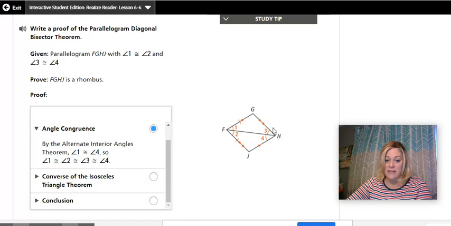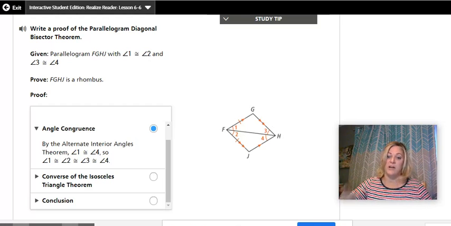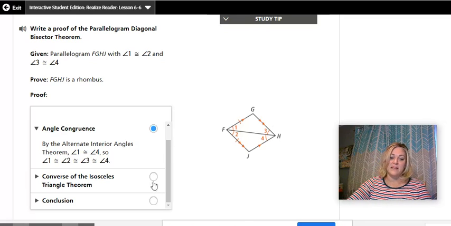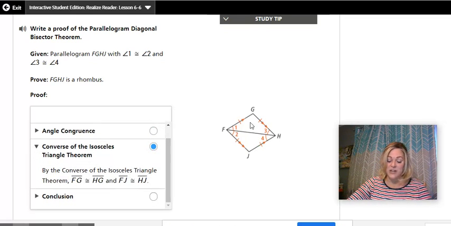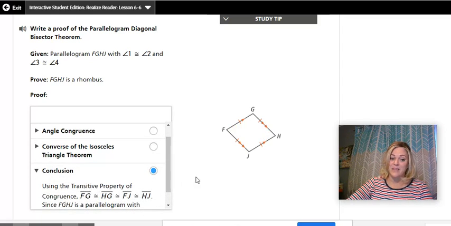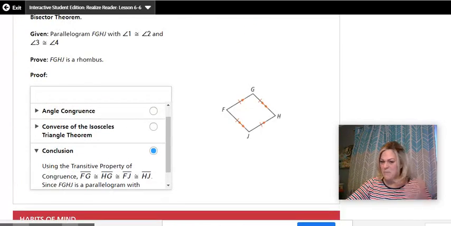Because these are parallel lines cut by a transversal, it not only uses triangle rules, it uses the parallel line rules like alternate interior angles. And then by the converse of the isosceles triangle theorem, because it's an isosceles triangle, which creates two base angles that are the same, it's using all these rules just to prove that this is indeed a rhombus. And the conclusion is that it is. So by the transitive property, go through this, and it's kind of like a step-by-step proof.